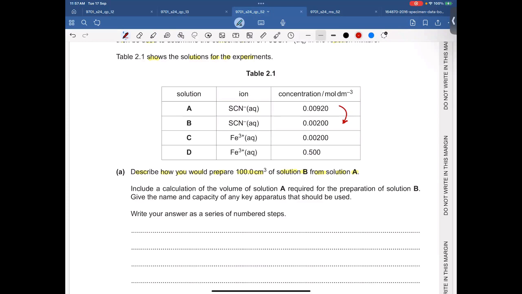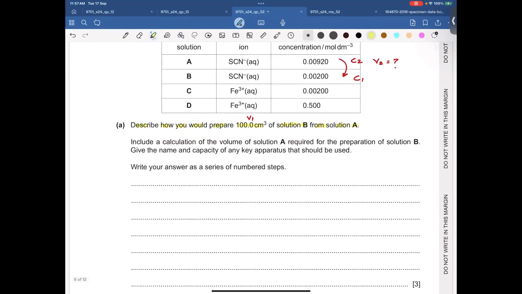The concentration of solution B is C1. The volume of solution B is V1. The concentration of solution A is C2. And the volume I need to find out. Include a calculation of the volume of solution A required for the preparation of solution B. Give the name and capacity of any key apparatus that should be used. Write your answer as a series of numbered steps. So first of all, let me write the calculation.